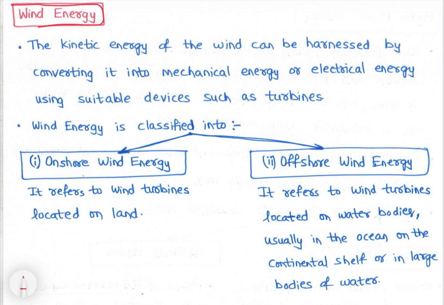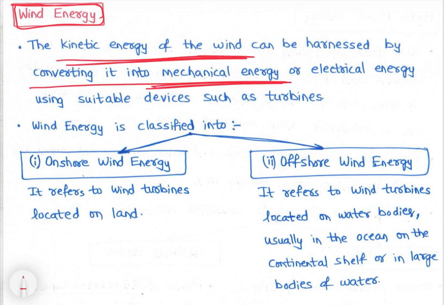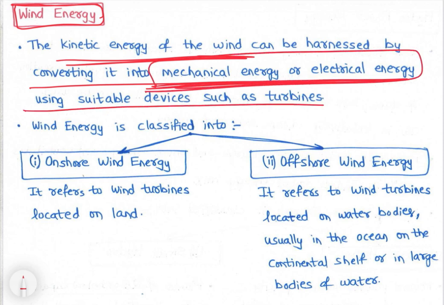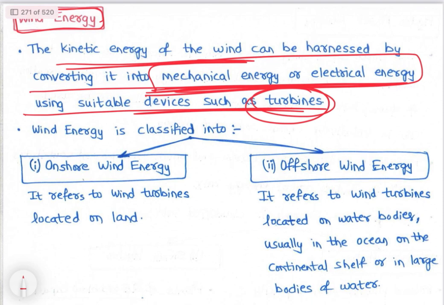So wind energy: the kinetic energy of wind can be harnessed by converting it into mechanical energy or electrical energy using suitable devices such as turbines. So basically what happens is, see, there is wind like this, and there are three fan-like structures. Three fan-like structures. So the fans rotate.